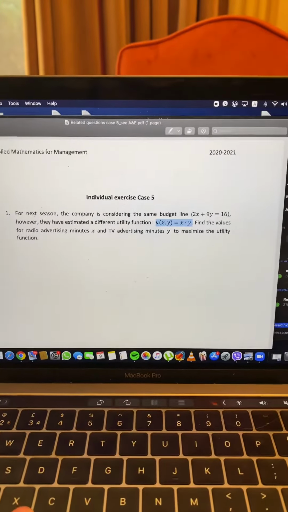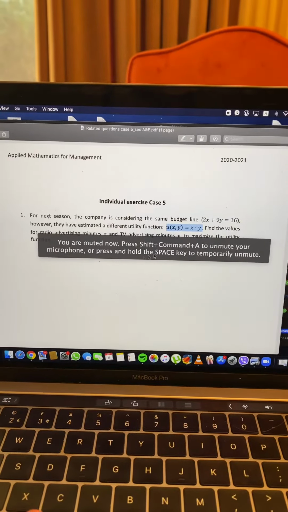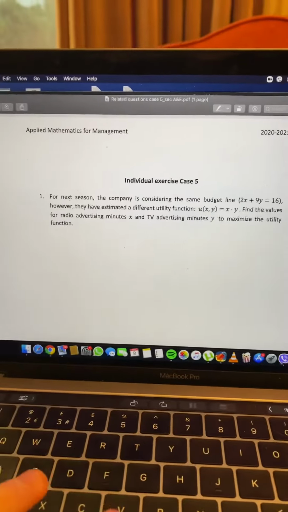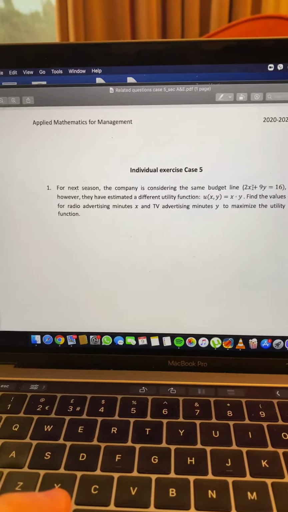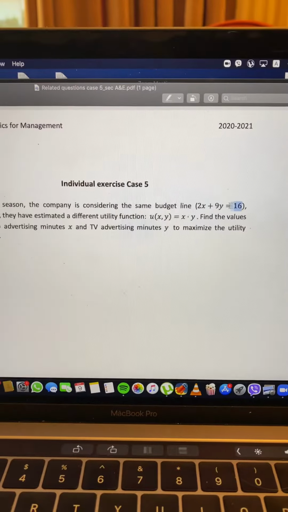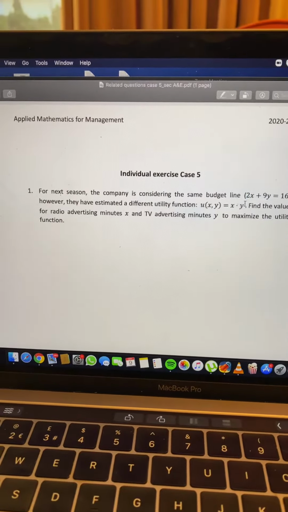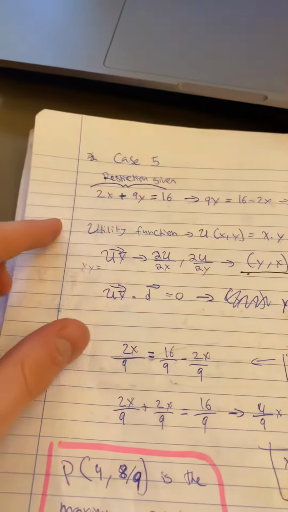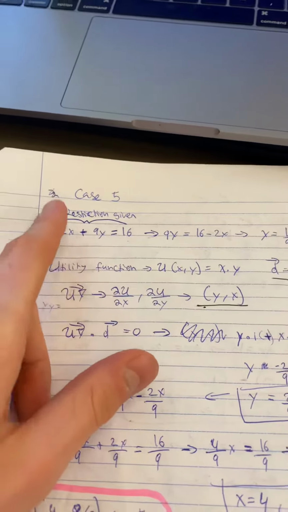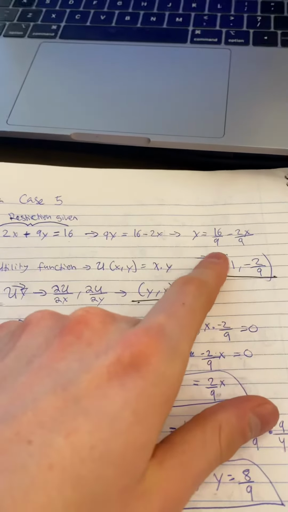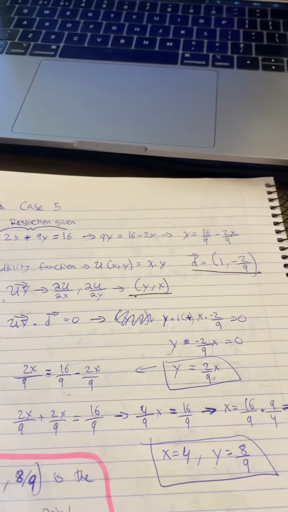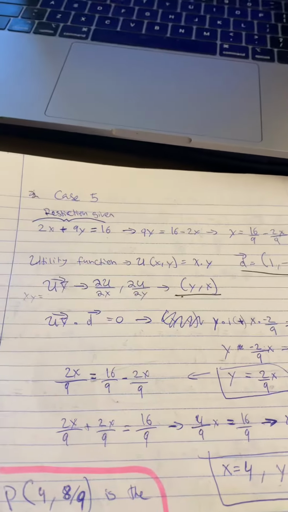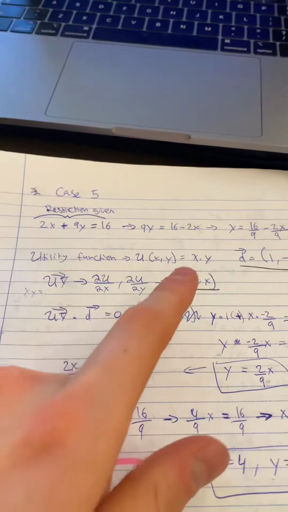Okay, we're asked to find the maximum of the utility function when considering the restriction given, this function and the utility function over here. Okay, therefore we have this, and we first look at the restriction given, and we have to isolate the y. So this is the way of formatting the restriction given in the function. Okay, therefore after that we focus on the utility function.